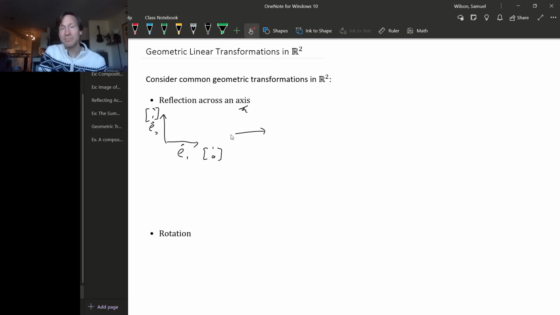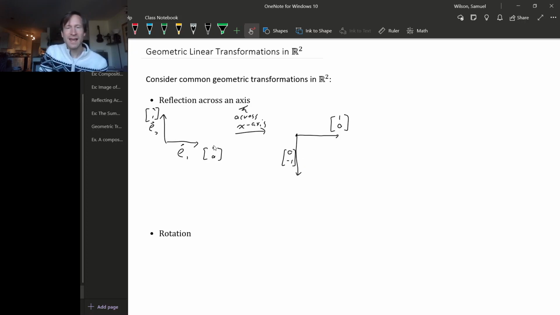So let's see what happens when we reflect across the x-axis. When we reflect across the x-axis, the vector that's pointing in the x direction actually stays put, but the vector that was pointing in the y direction gets sent to its negative, like this. So this result is 1, 0, and this result is 0, minus 1, right?